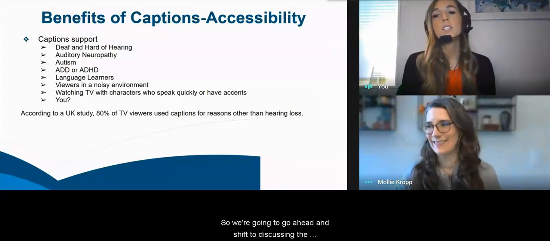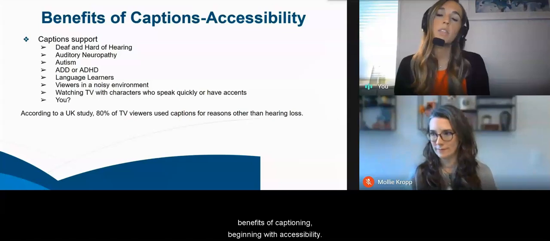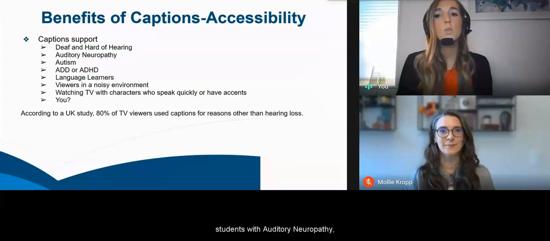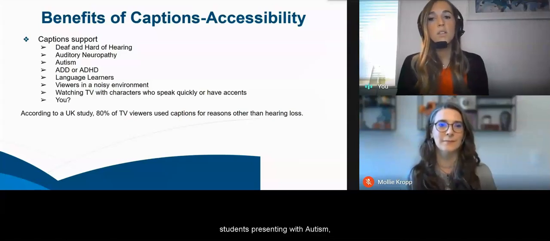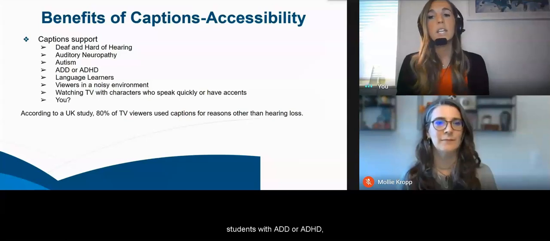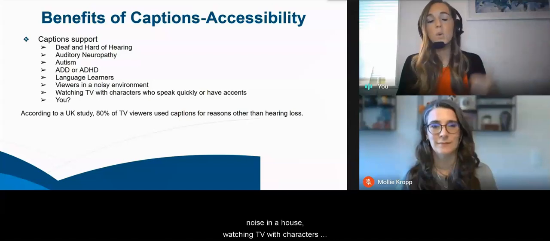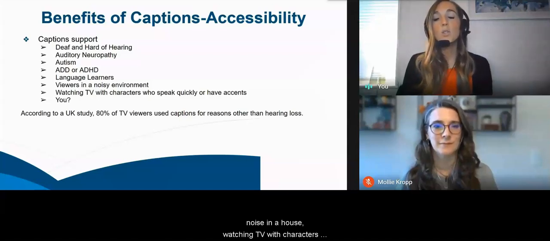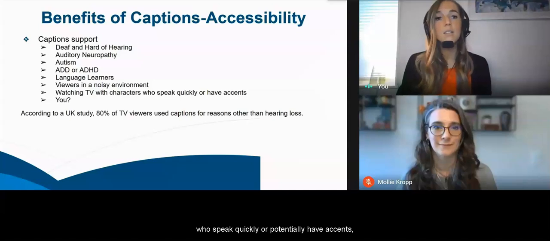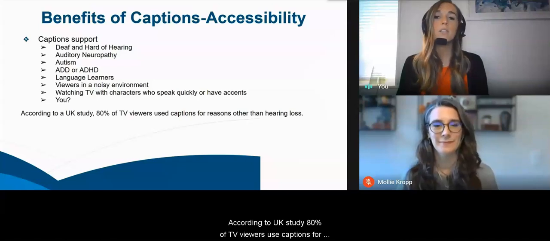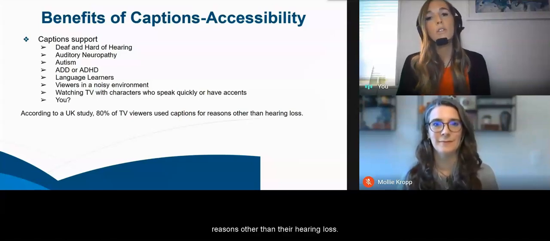So we're going to go ahead and shift to discussing the benefits of captioning, beginning with accessibility. So captions support deaf and hard of hearing students, students with auditory neuropathy, students presenting with autism, students with ADD or ADHD, new language learners, viewers of presentations potentially in a noisy environment, such as a restaurant or background noise in a house, watching TV with characters who speak quickly or potentially have accents, maybe even you. According to a UK study, 80% of TV viewers use captions for reasons other than their hearing loss.